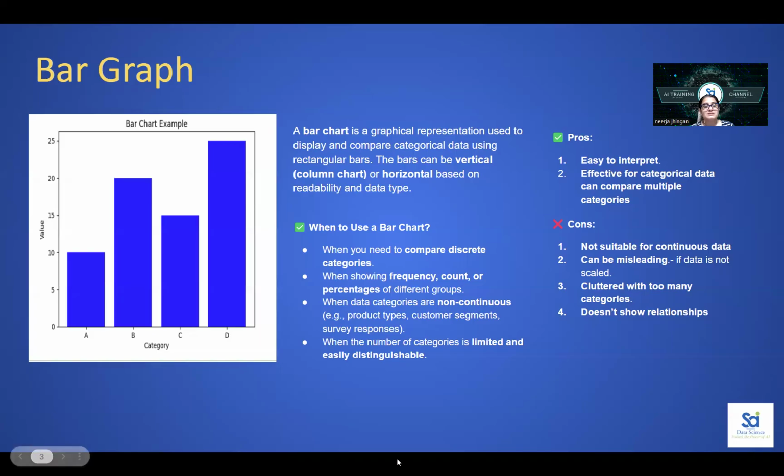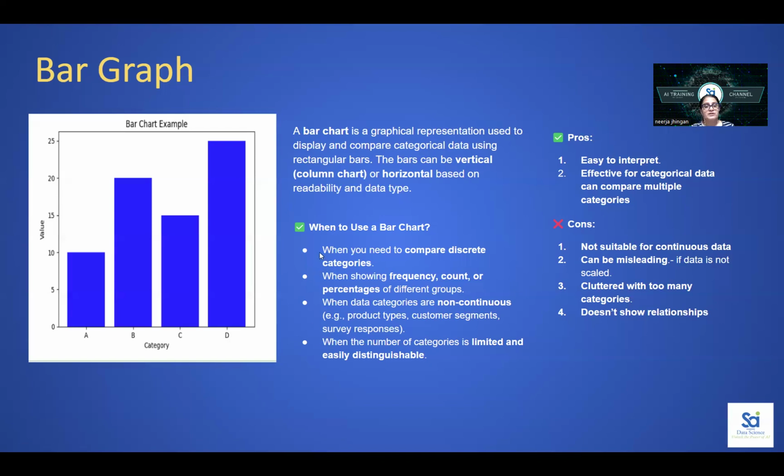So basically this graph is used to display and compare categorical data using rectangular bars. The blue color, this is called bars, and these are your different categories and this is the frequency. You can also label it with the values.